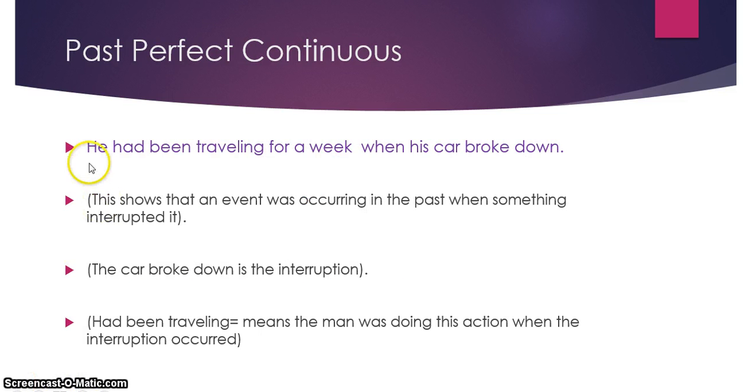Here are some examples. He had been traveling for a week when his car broke down. Okay, this shows that an event was occurring in the past when something interrupted it. So the car broke down is the interruption. So the second part is the interruption here. Had been traveling means the man was doing this action when the interruption occurred. And once again, the interruption is that his car broke down.